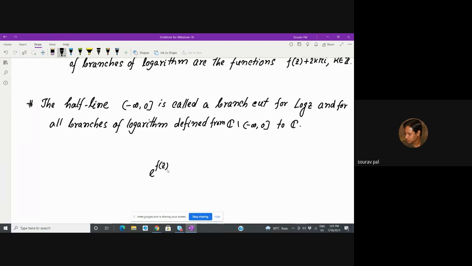This is very simple. We are writing e to the f(z) is equal to e to the g(z), where f and g both are defined on G. Here z is a particular z. I'm not writing e to the f(z) is equal to, say, e to the g(w). I'm not writing that. It is for one particular z.